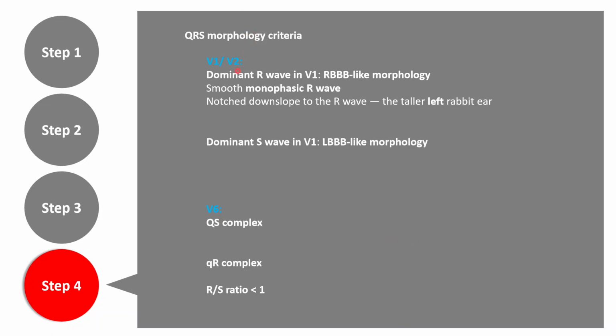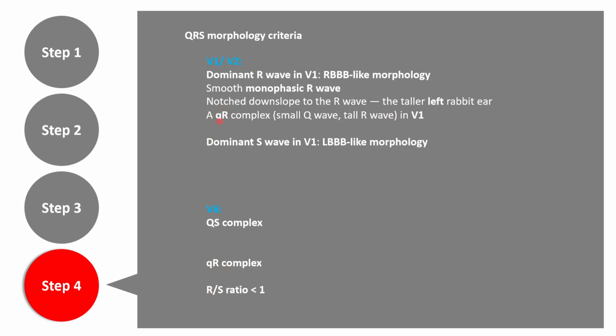So let's get into a little bit more detail. We have the right bundle branch morphology where there is a dominant R wave in V1 or V2. We can find either a smooth monophasic R wave, or there can be a taller left rabbit ear. I'll show you an example in a minute. Or there can be a small q and big R, just like in case of V6.